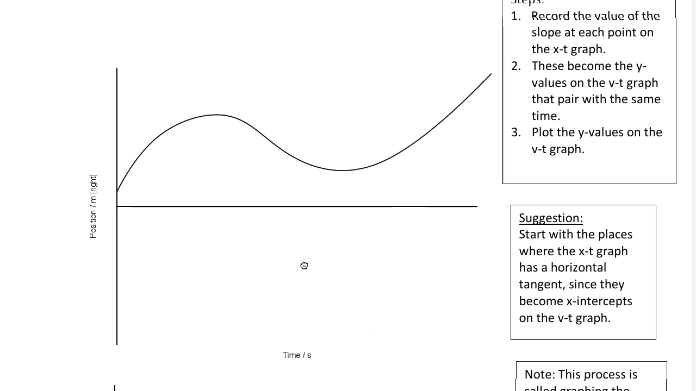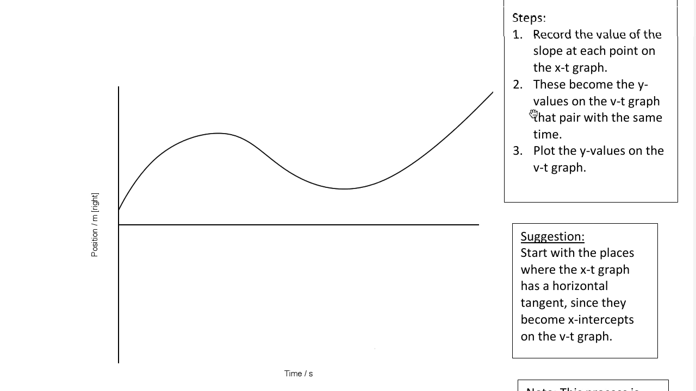Now we're going to follow the same process that we did before, where we want to know the value of the slope at each point on the position time graph, and those are going to become the y values below. Notice here I've taken all labeling off the axes because we're just going to be estimating.